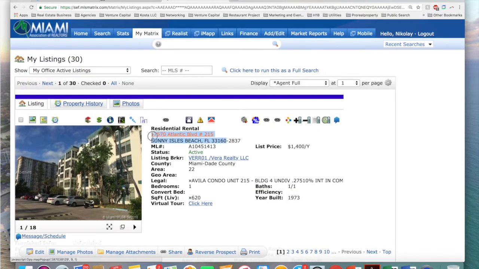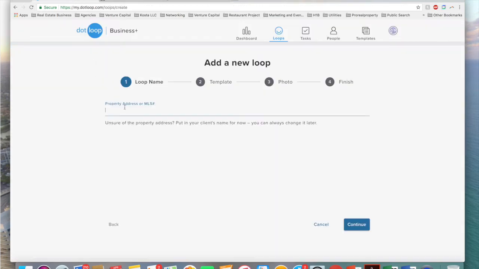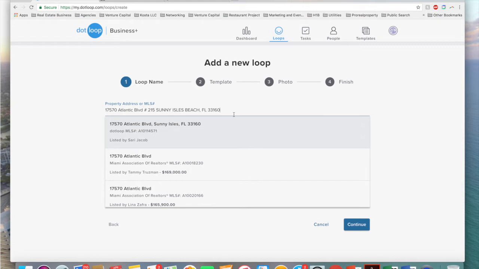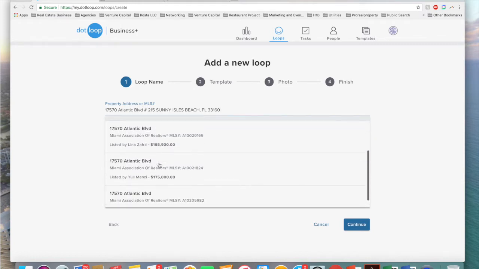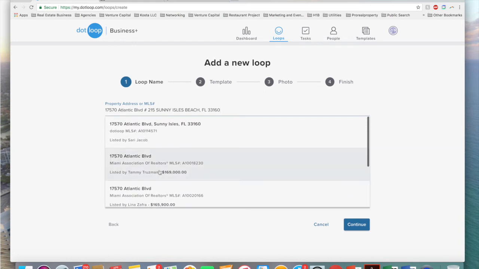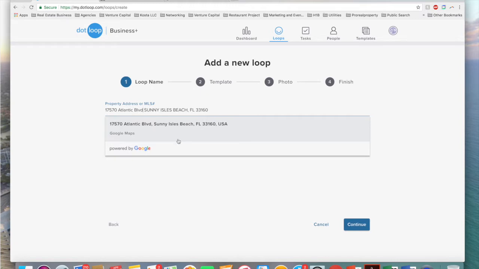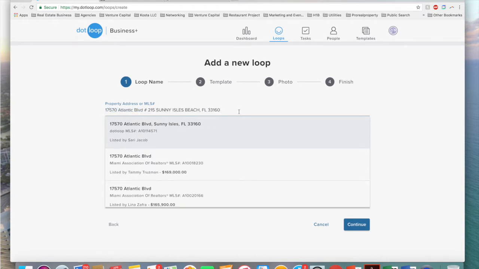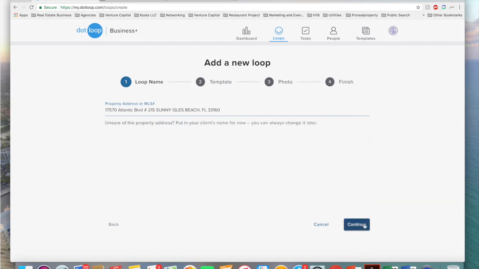So let's name the file by the address. And it pulled up some of the listings which are within MLS. Let's check, but this is a different brokerage. Let's see if we can find our listing. Probably because it's new, it hasn't been posted yet. So let's keep it. We'll have to input all information by hand.